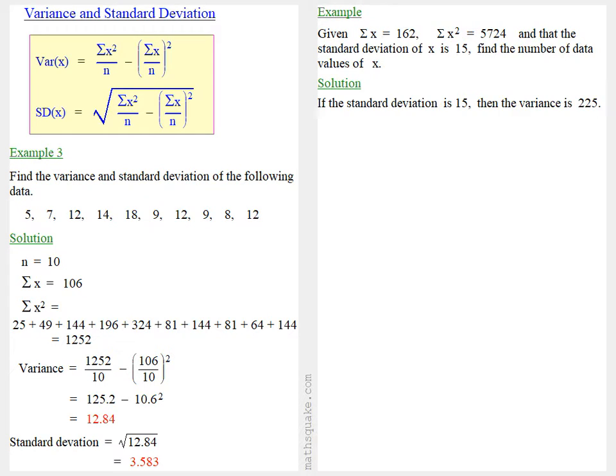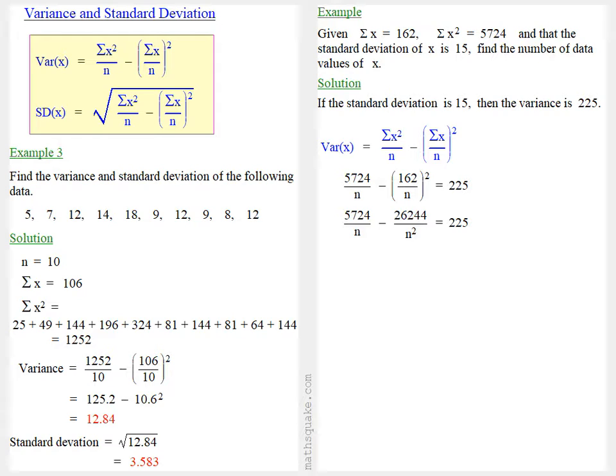To solve it, if the standard deviation is 15, then the variance is 15 squared, which is 225. Now we know the variance is equal to the sum of the x squared over n minus the sum of the x values over n all squared. So 5,724 over n minus 162 over n all squared is equal to 225. Well, if we expand the bracket, that gives us 5,724 over n minus 26,244 over n squared is equal to 225.